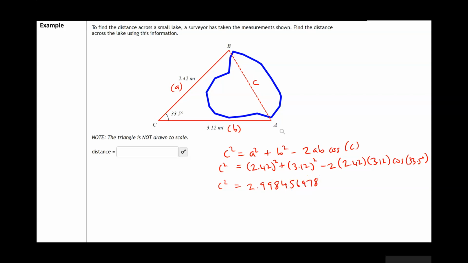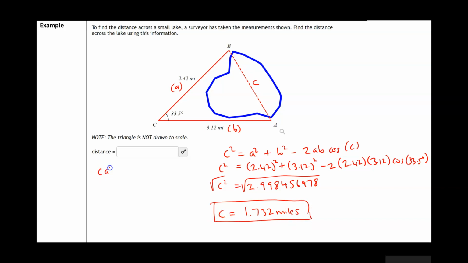Now keep as many decimals as you can until the very last step. To get c by itself, we are going to square root both sides. If you square root 2.998456978, this is going to give us 1.732 miles. And remember, we do get a plus or minus when we square root a variable. However, we're not going to use the negative value because we're talking about a distance, so it is going to be positive 1.732 miles.